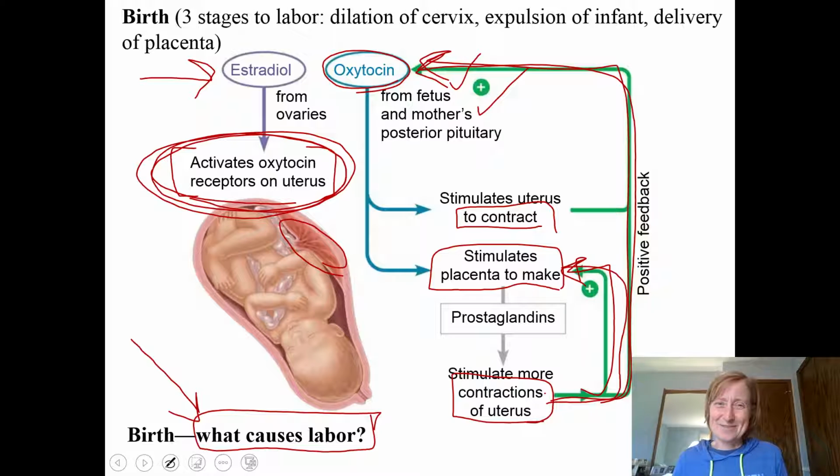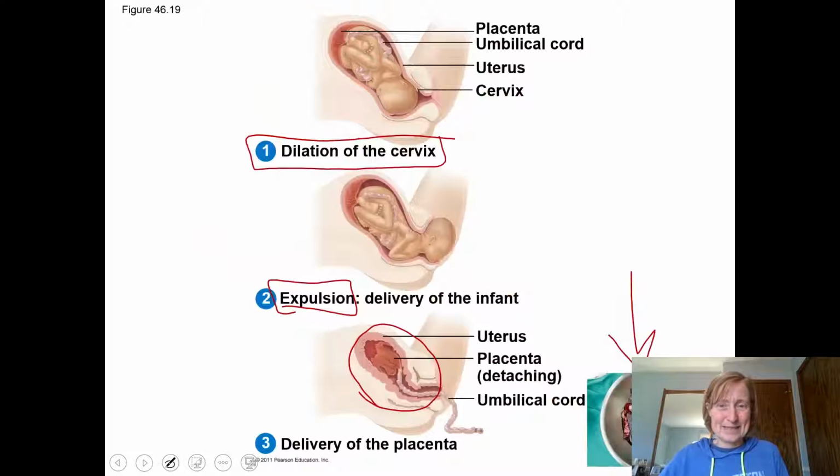Well, guess what the doctor gives you for all of these cases? A synthetic version of oxytocin called Pitocin, and big doses of it. So being induced means you're basically going to be given a big shot of synthetic oxytocin, which leads to big contractions that lead to the rest of labor.